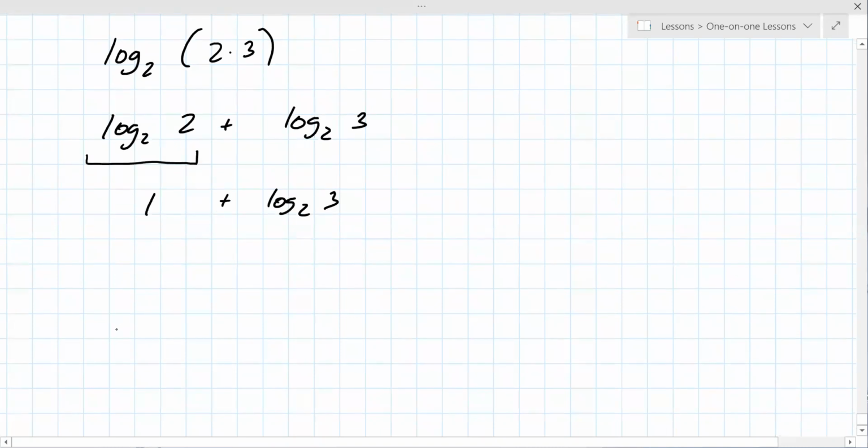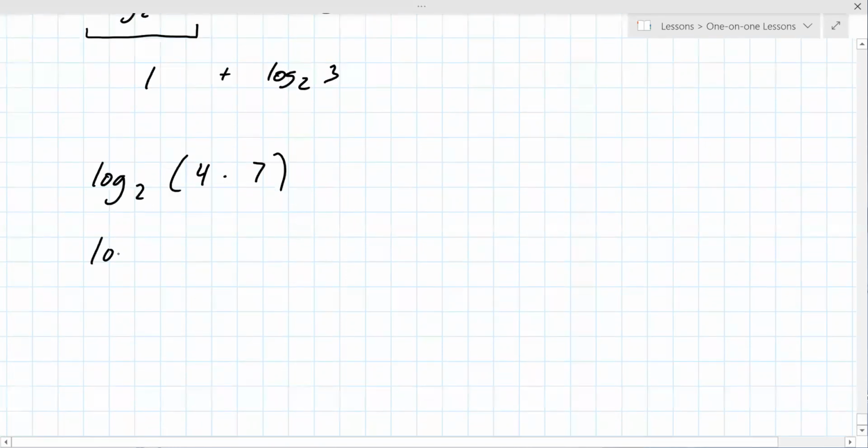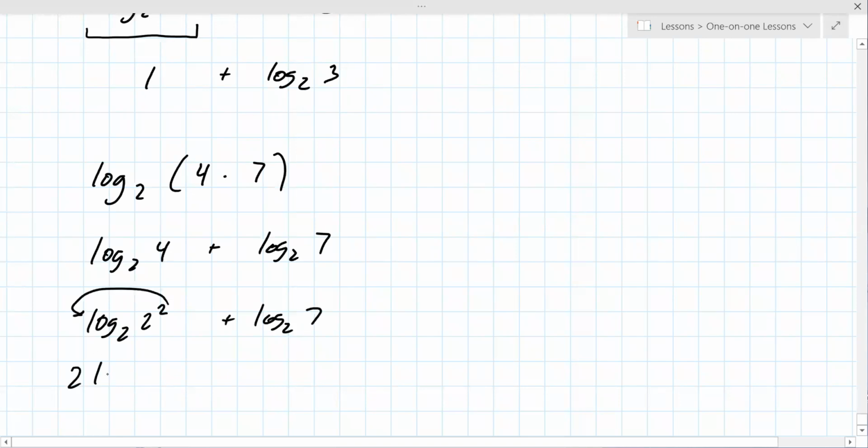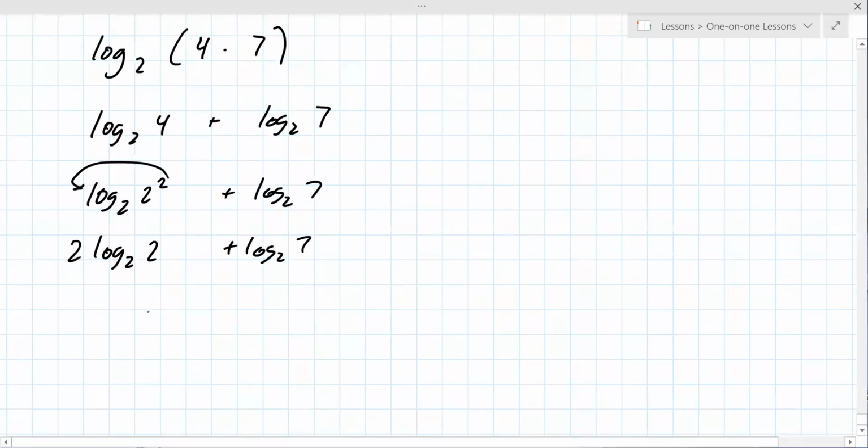So let's do one more here. Let's say it was log base 2 of, I don't know, 4 times 7. So this becomes log base 2 of 4 plus log base 2 of 7. 4 is really 2 squared, so you can write log base 2 of 2 squared plus log base 2 of 7. You could bring this 2 out in front: 2 log base 2 of 2. It could just be 2 plus log base 2 of 7. Exactly, yes, and that's the compressed form of this.